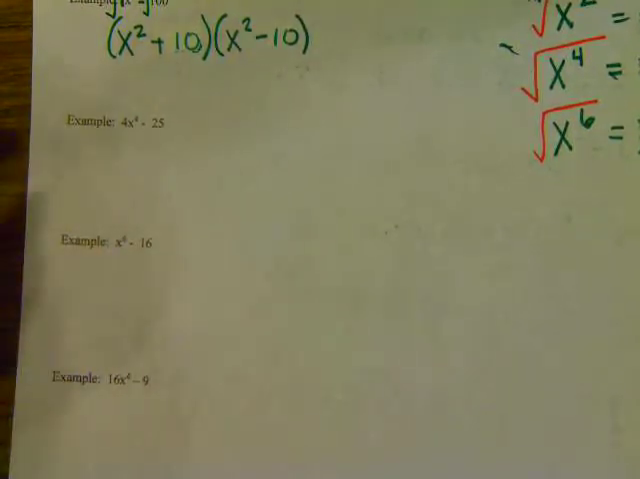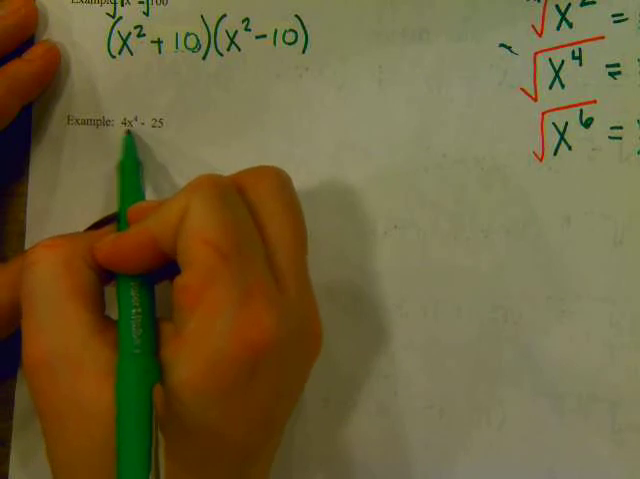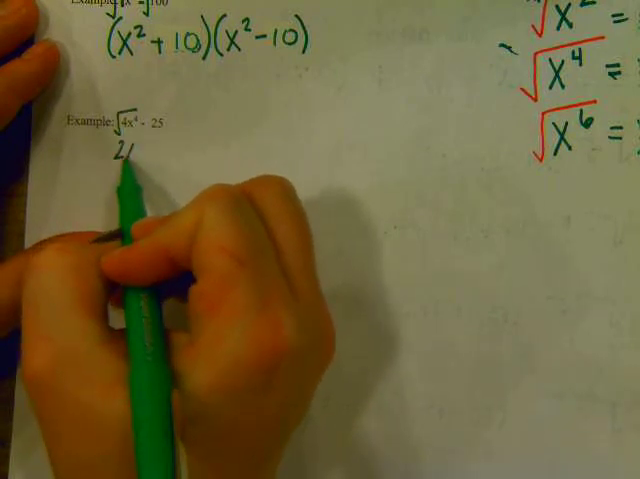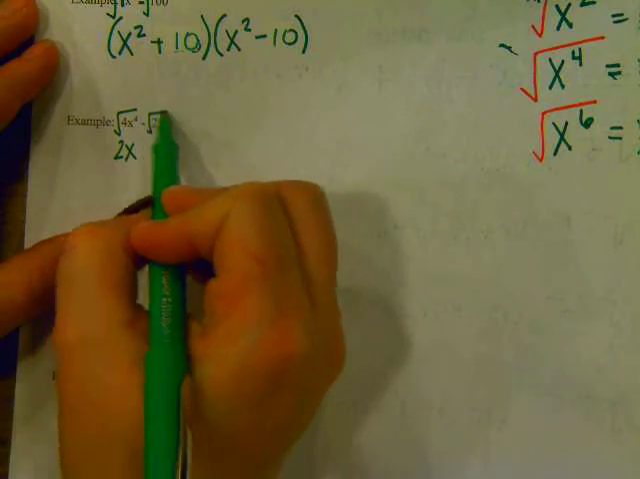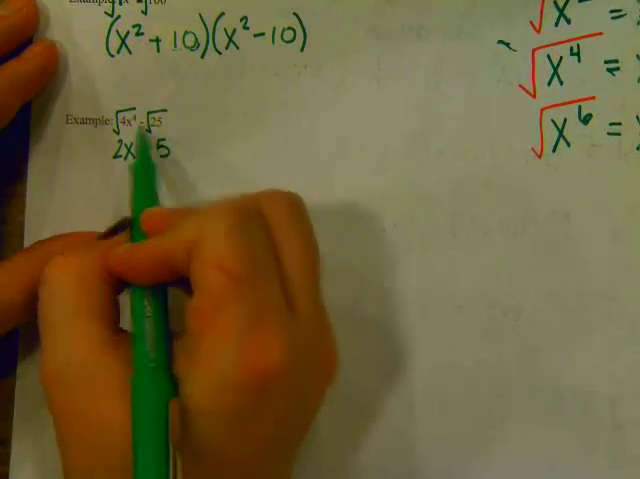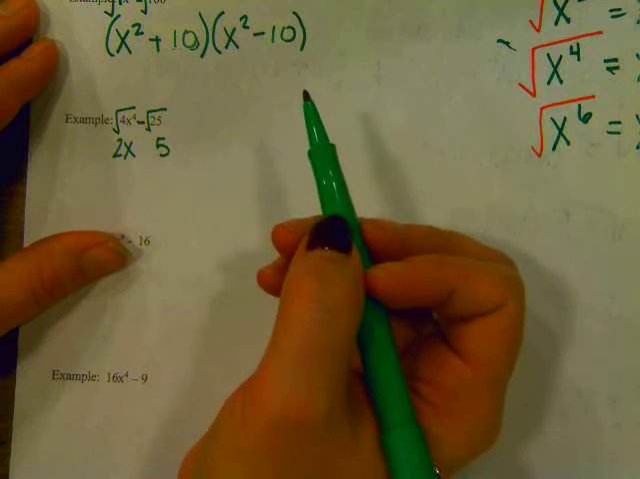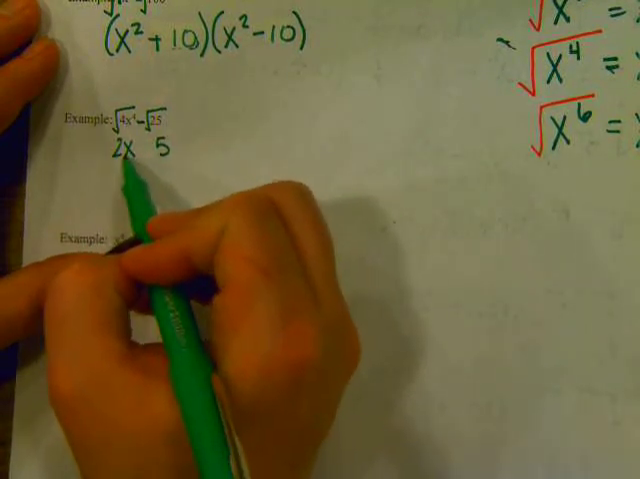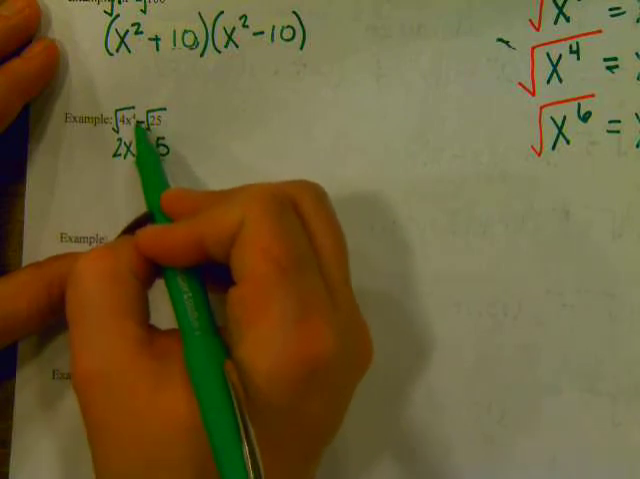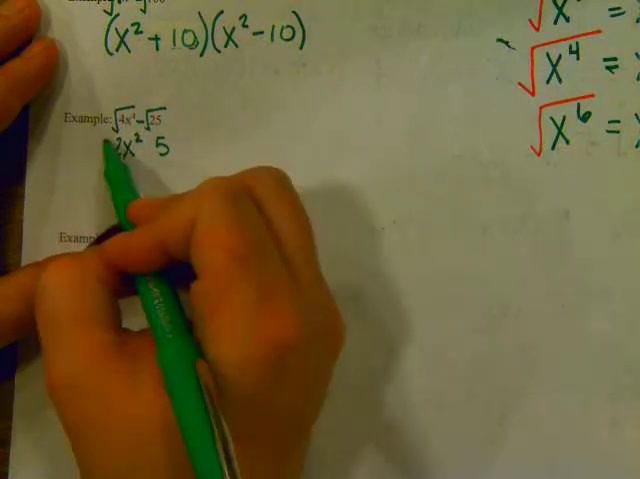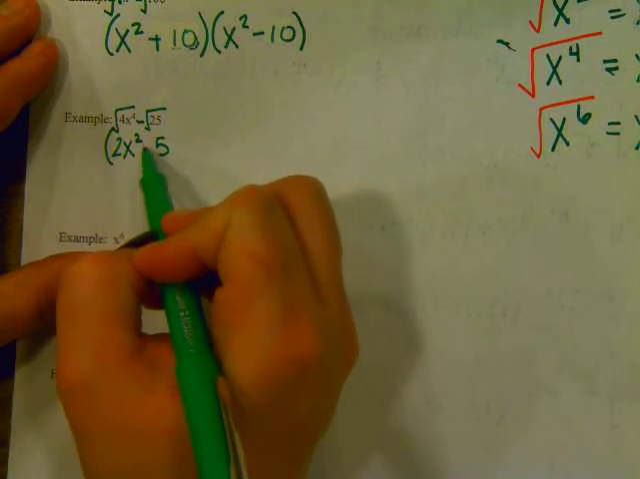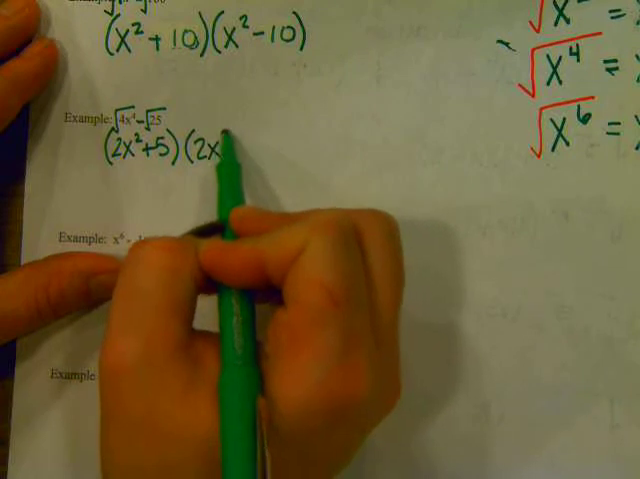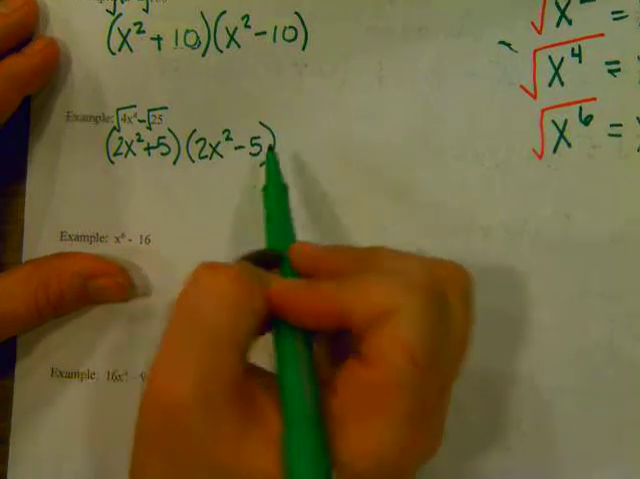Let's try another one. Can you do the square root of 4x to the 4th? Yes, we can. That would be 2x. Can you do the square root of 25? Yes, you can. That would be 5. And there's subtraction, so we can do the shortcut. But the thing is, it's not 2x, it's 2x squared because it's to the 4th power. So then that would leave you with 2x squared plus 5 times 2x squared minus 5. And there's your answer.